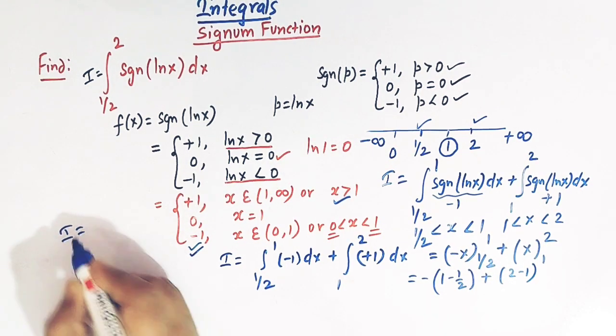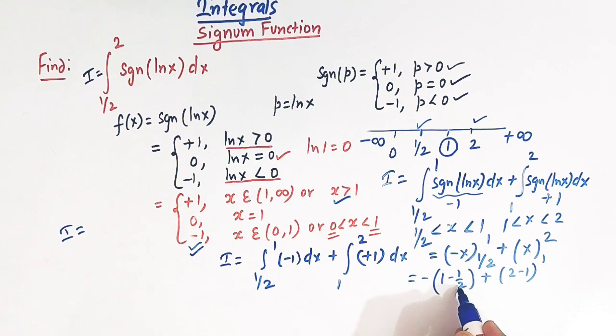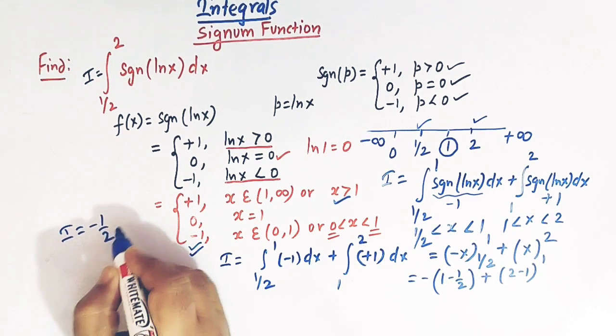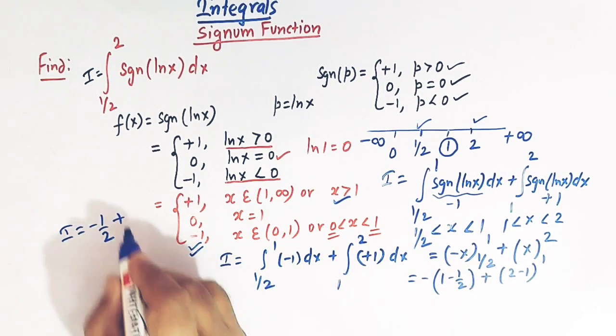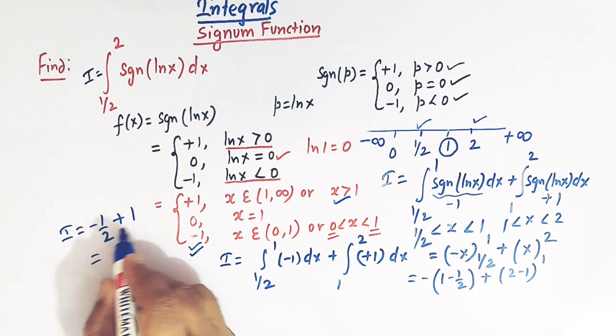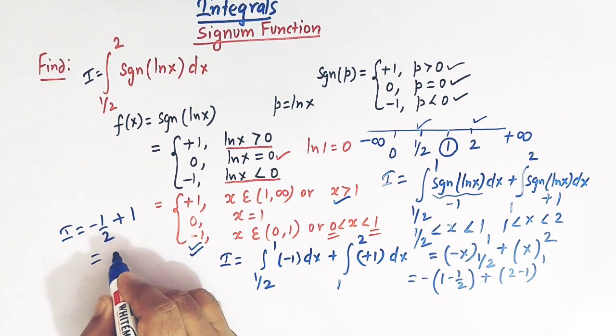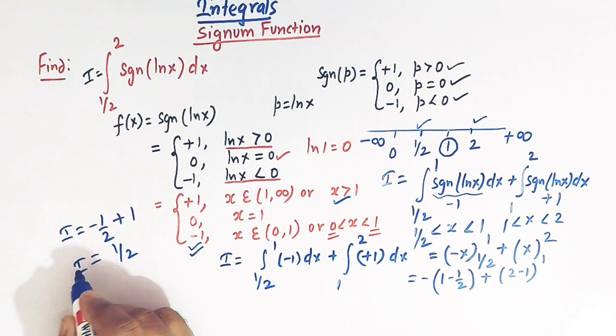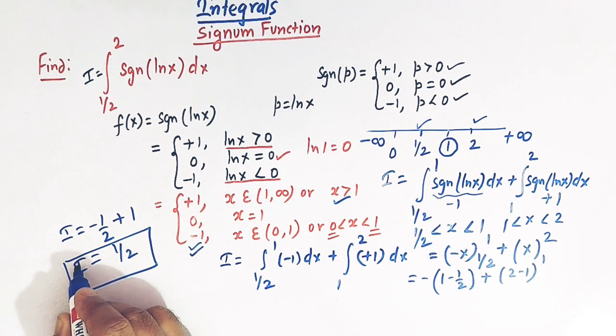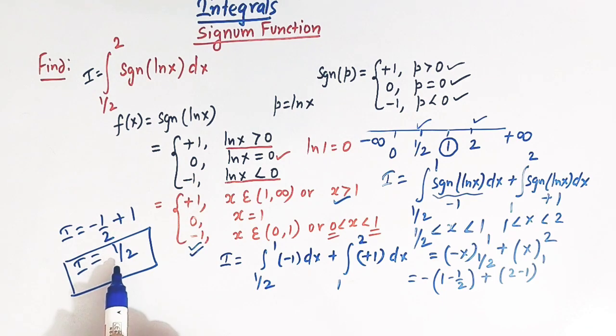So I is, 1 minus half is half, so here we have minus half, and here we have 2 minus 1, which is 1. So this is 1 minus half, that is half, right? So viewers, the value of this integral is equal to half, right?